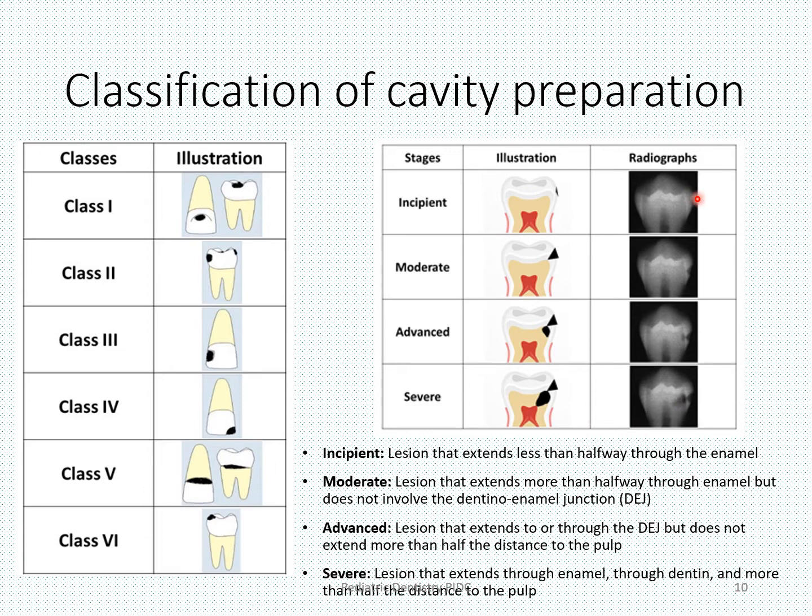So here it is very clearly seen. This is the incipient one. This is the moderate one, more than half through the enamel and not involving the DE junction. This involves the DE junction but does not spread more than half the thickness of the dentine. And this is the lesion that extends through enamel, dentine, and more than half the distance to the pulp. So when we say distance to the pulp, we are talking about the thickness of the dentine. All right, so now let's be clear on this one.